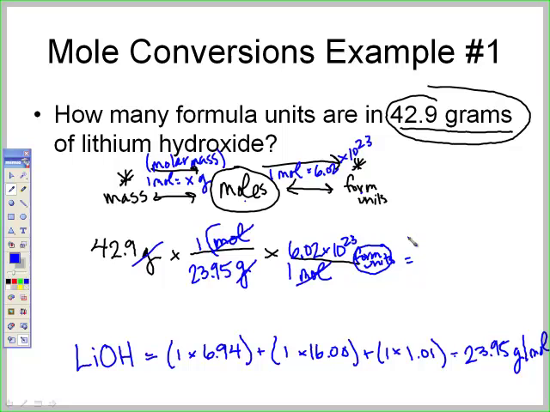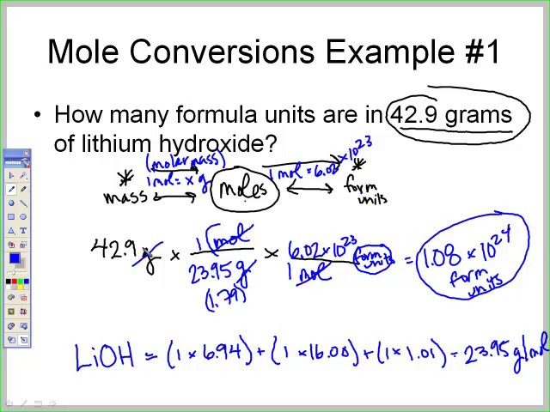So I'm going to take in my calculator 42.9 divided by 23.95, and for that I'm getting 1.79ish. And then I'm going to multiply that number by 6.02 E23, or 6.02 times 10 to the 23rd. And when I do that, I get 1.08 times 10 to the 24th formula units. And that's a lot of formula units, but that makes sense because I have well more than a mole of lithium hydroxide, so I should have more than a mole's worth of formula units.